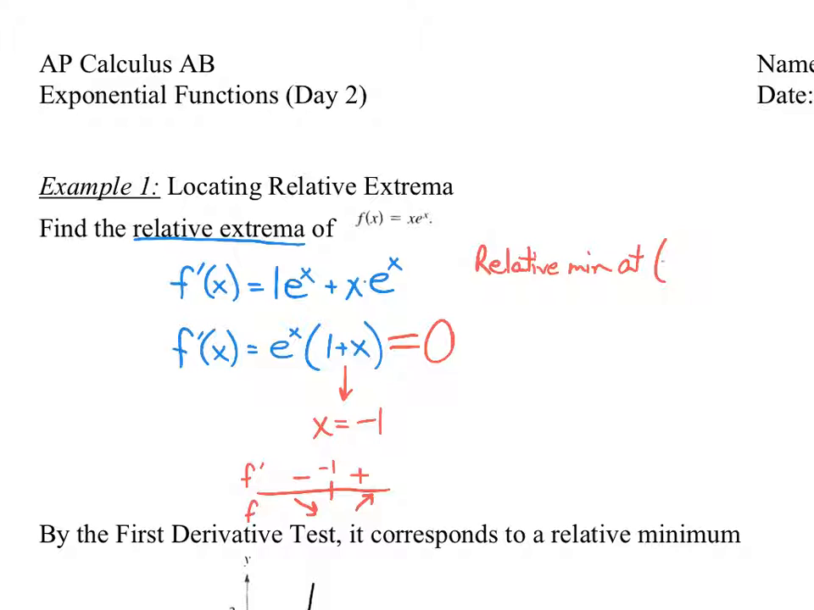Okay, so that means that we have a relative min at negative 1, and then we just got to get the answer to what that is. Negative 1 times e to the negative 1 is just negative 1 over e. Okay? So there's our point. Again, be careful. Saw this on our FRQ. We saw this on the last quiz in the multiple choice.